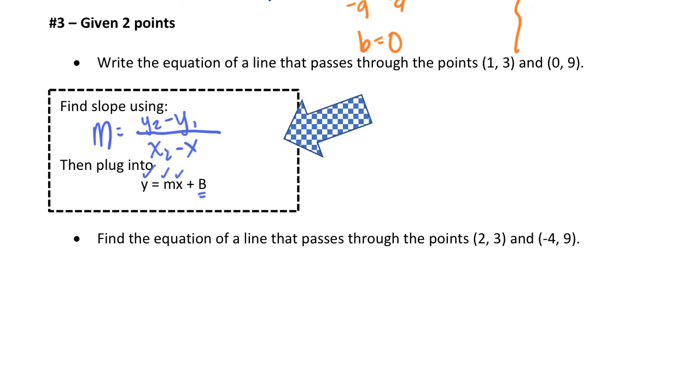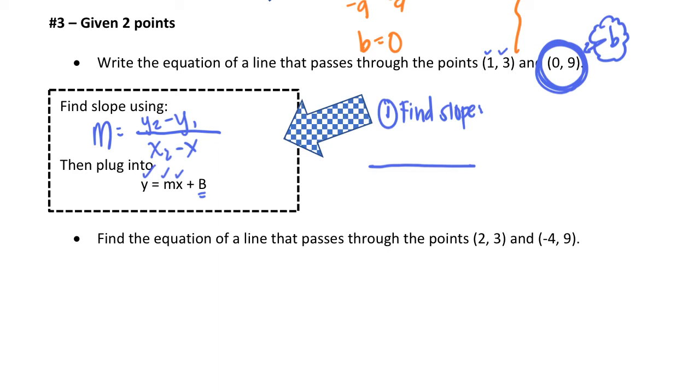Now look at these points. We have 1, 3, so that's an x and a y, and we have 0, 9. Something should ring in your head about this 0, 9. That is our b value. We got lucky here, that's our y-intercept. So all we need to find is our slope. So we're first going to find our slope.